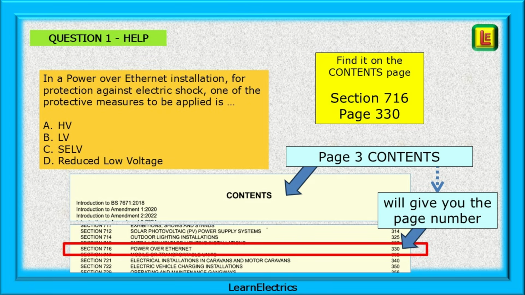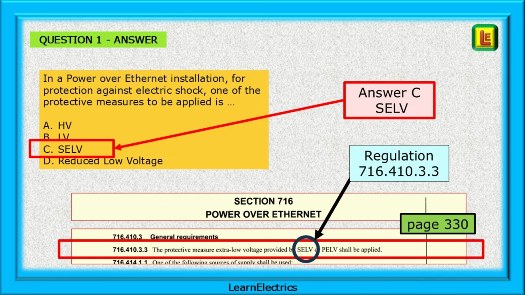If we look in part 7, Special Installations or Locations, on page 3, we will find Power over Ethernet listed as section 716, and scanning along to the right will give you the first page number for it, page 330. There are only 2 pages to look at in section 716, and we can quickly locate the regulation that we need. It is regulation 716.410.3.3 under General Requirements heading on page 330.